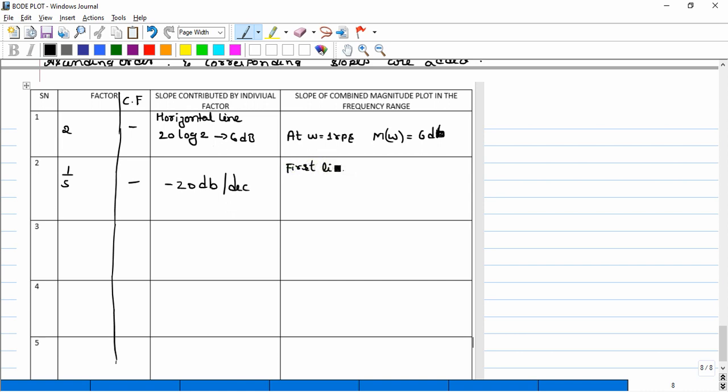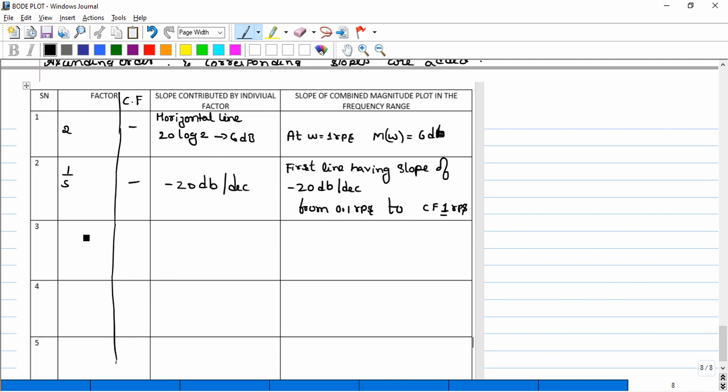First line having slope of minus 20 dB per decade. So from where to where? Say from the starting point, that is 0.1 RPS, to the corner frequency 1 RPS. See, this particular corner frequency will be identified from the next factor.